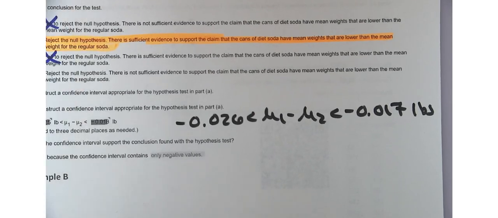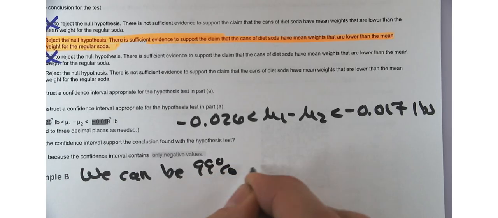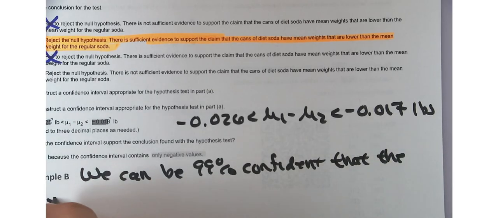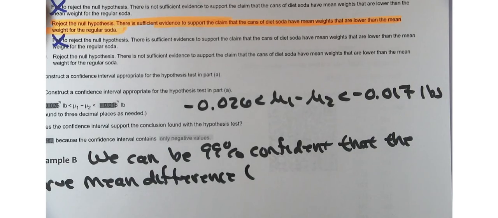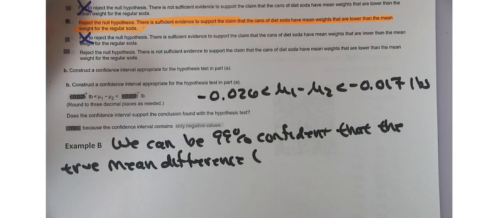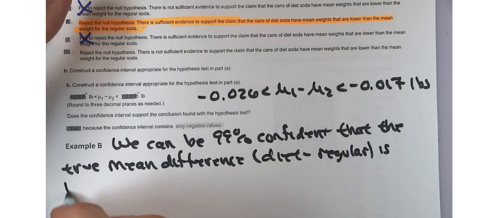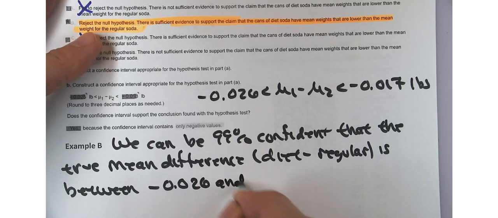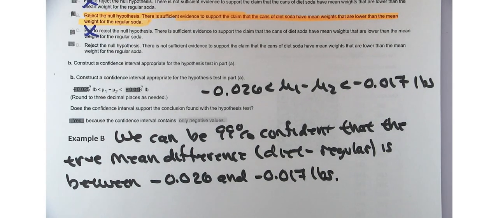In words, you would write something like this. We can be 99% confident that the true mean difference, and here it's not a bad idea, it's kind of polite to your reader to mention which way you're subtracting things. In this case it'd be diet minus regular, is between negative 0.026 and negative 0.017 pounds. So it's a nice statement of what this reflects.